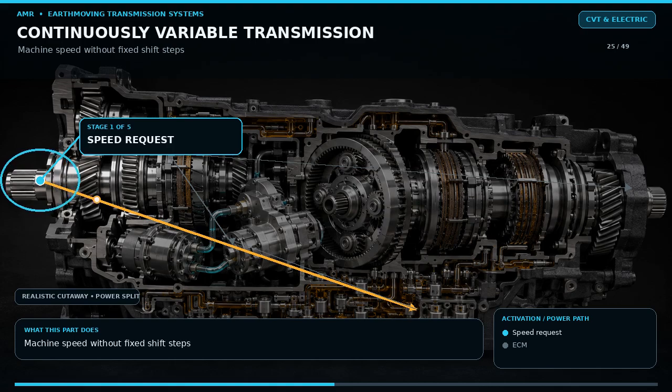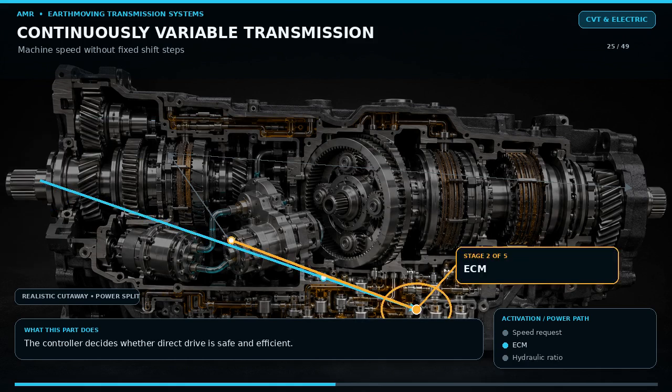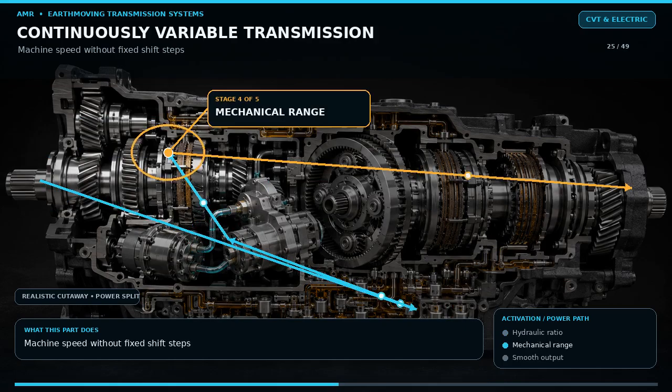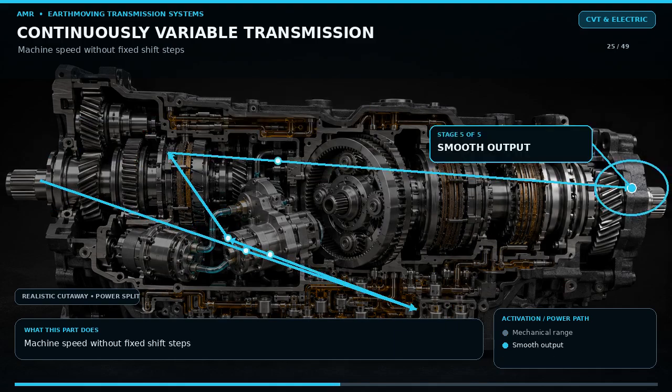A continuously variable transmission changes ratio without the distinct steps of a normal power shift. In earth-moving equipment, the term often describes a hydromechanical or power split system rather than a belt-type automotive CVT. The controller can adjust hydraulic pump and motor displacement while mechanical gears carry part of the power. This allows ground speed and engine speed to be controlled more independently. The operator may request a travel speed while the controller selects an engine operating point that balances fuel.